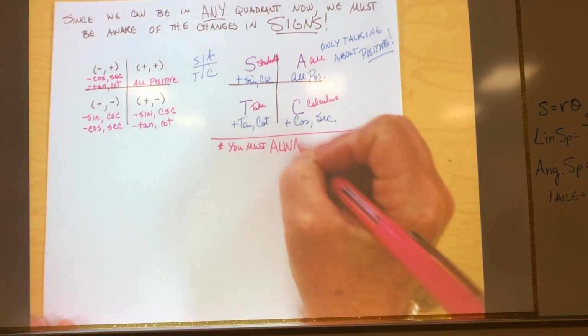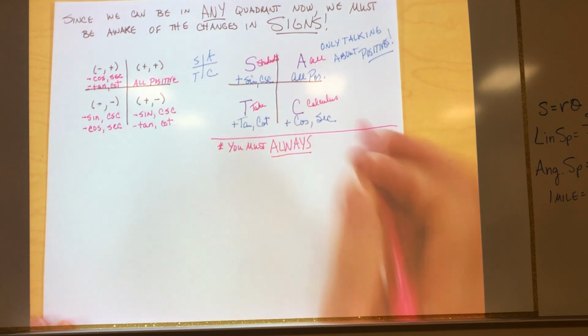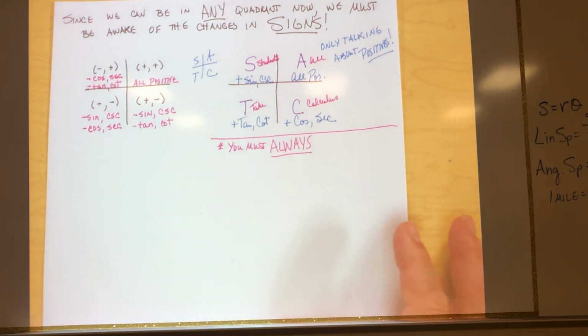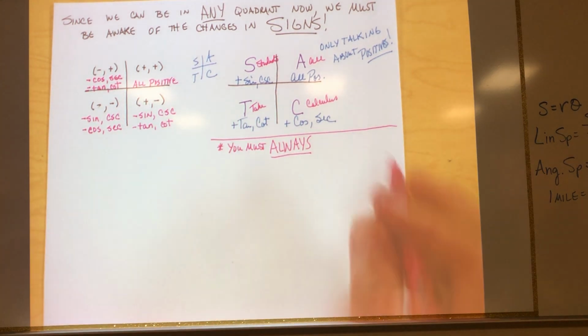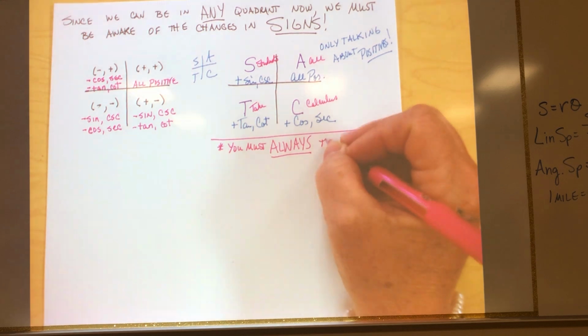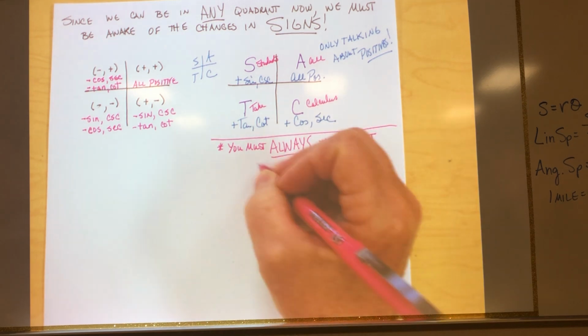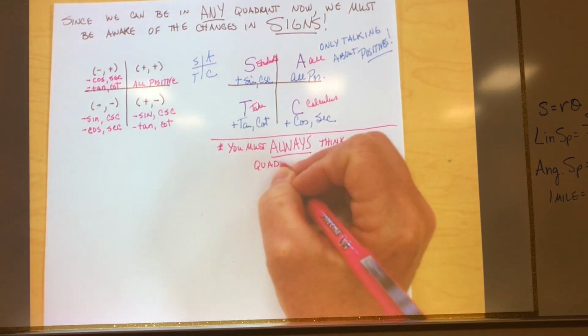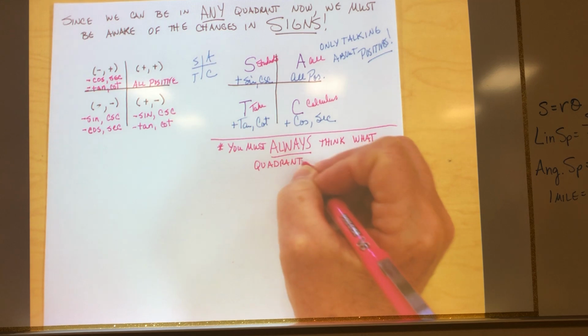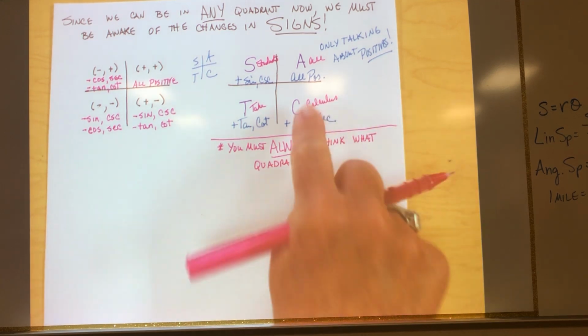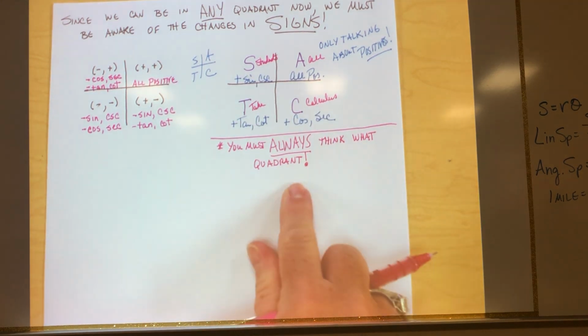Now listen to me, I'm working so hard to try and keep you from making the mistake. The mistake is going to be with the positive and negative signs. It's pretty involved. You must always think, what quadrant? Does it make a difference what quadrant you're in? Yes, that's going to change your signs.